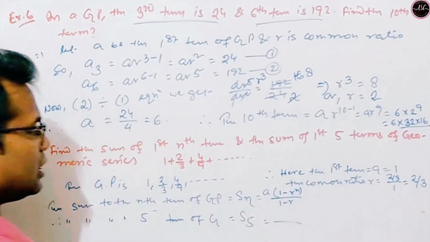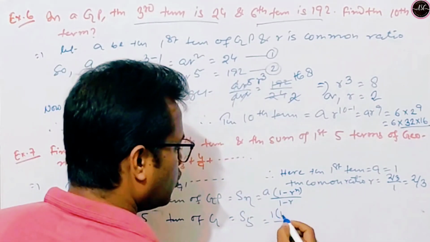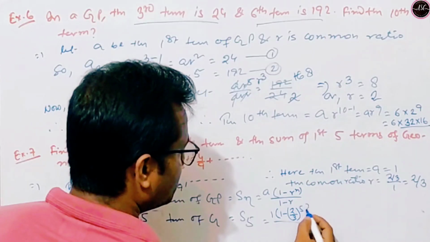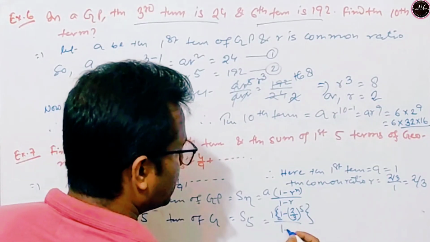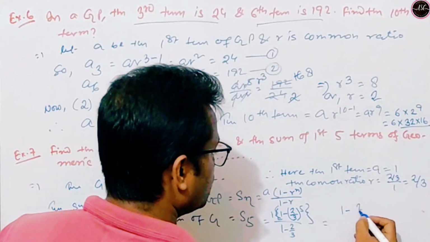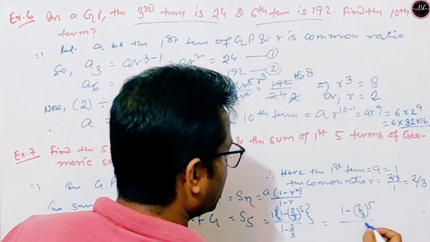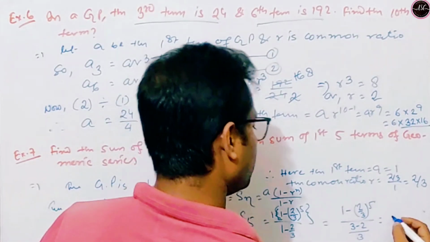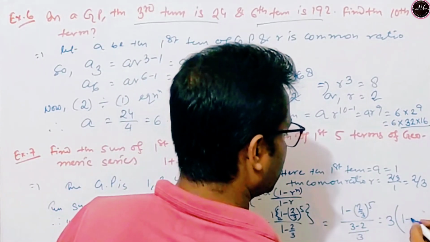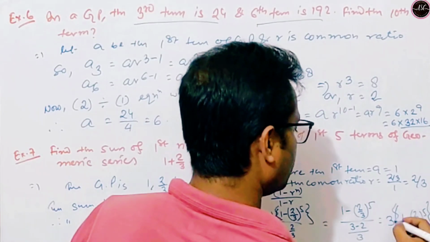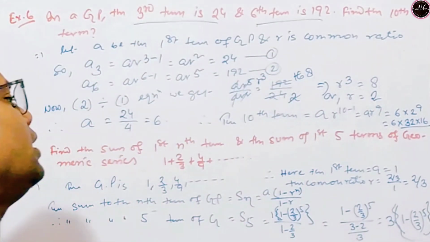Okay. So the sum of the first 5 terms of the GP will be S5. That means just putting here the value of a and r. So 1 into 1 minus 2 by 3 to the power 5, divided by 1 minus 2 by 3. So that will be 1 minus (2 by 3) to the power 5 divided by (3 minus 2) divided by 3. So that will be 3 into 1 minus (2 by 3) to the power 5. Okay, that will be your answer.